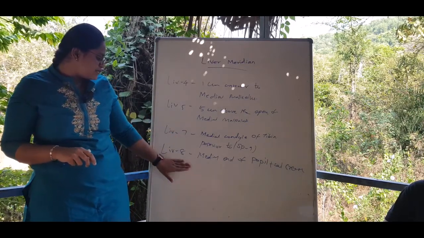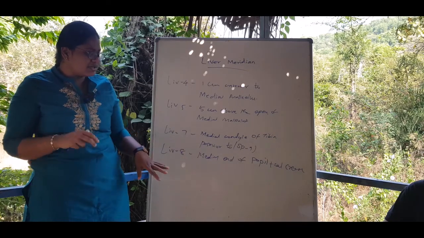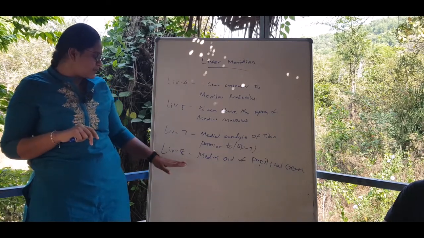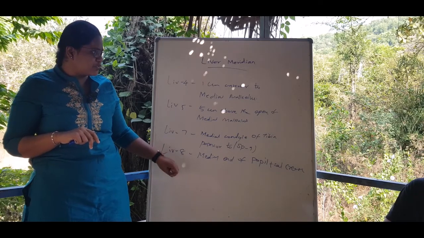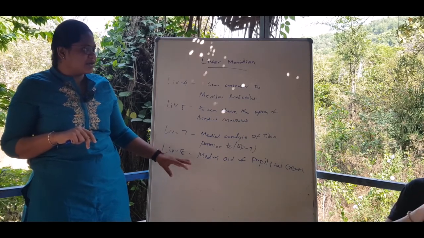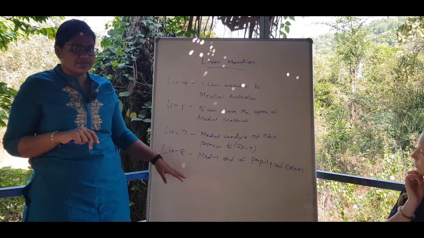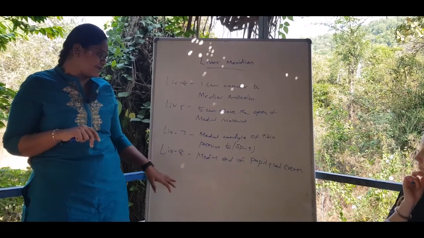Liver 8 is the main point for all knee joint complaints, and it is a potent point for impotency too. For infertility, we can give this point for reducing infertility cases.